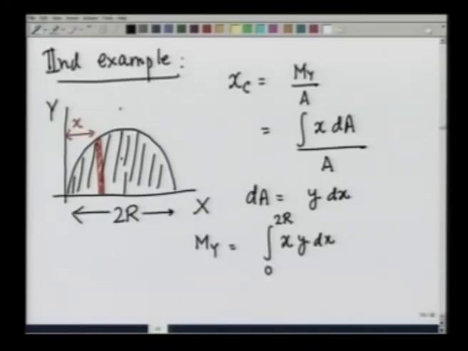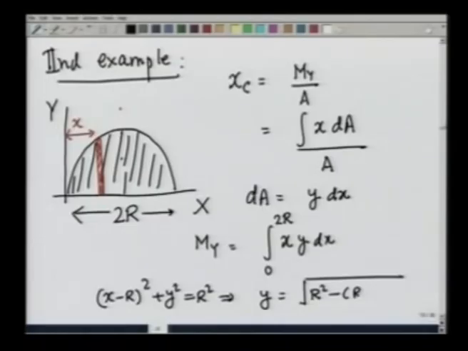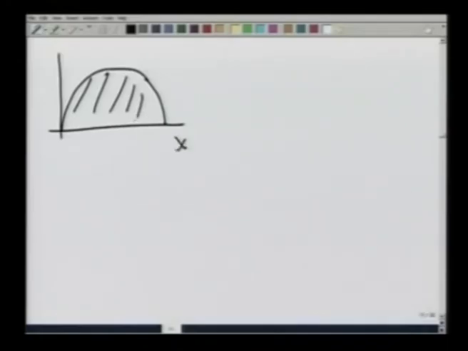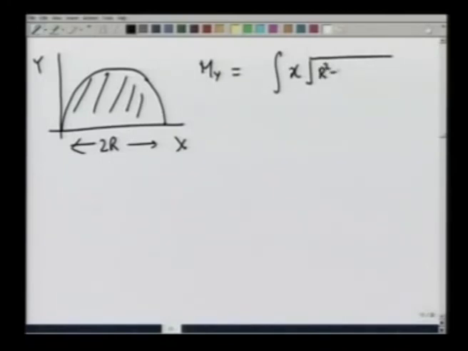What about the value of y at a given x? The equation of the circle whose center is at r and y0 is going to be x minus r square plus y square equals r square, and therefore y is equal to square root of r square minus r minus x square, and therefore my for the semicircle area is going to be equal to, this is 2r, integration x y is square root of r square minus r minus x square dx 0 to 2r.